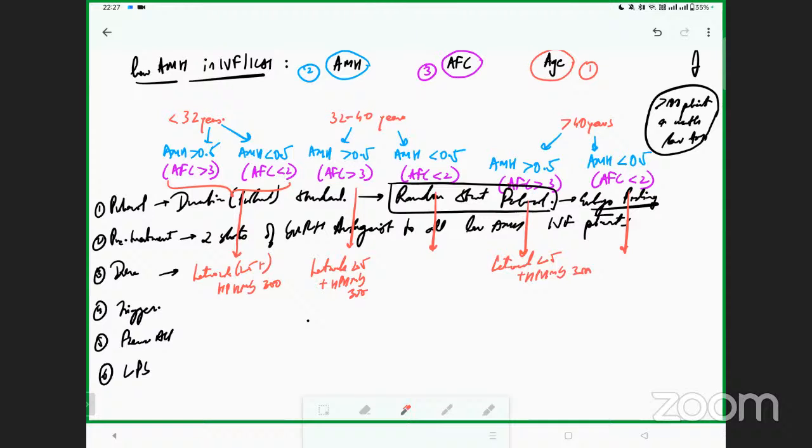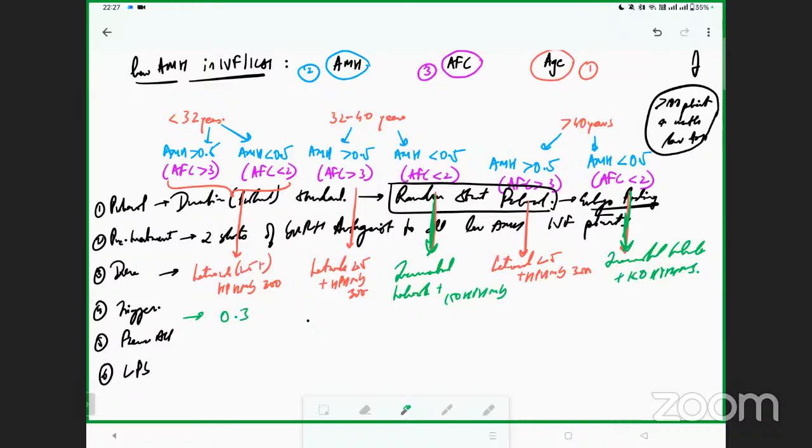Now in these 2 categories, we will do something which is slightly different. I will just label it with a green arrow because this is slightly different. We try to give incremental letrozole plus 150 HPHMG. Same here, incremental letrozole plus 150 HPHMG.